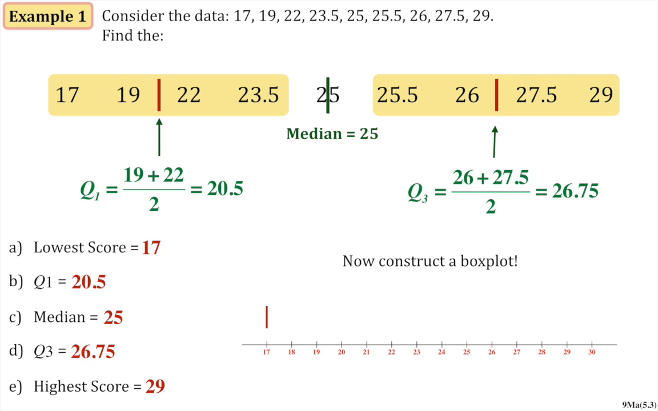Now I'm going to put a vertical line at 17. I'm going to put a vertical line at all of these positions. So a vertical line at 20.5, a vertical line at 25, a vertical line at 26.75, where I think it is, and one at 29. I then put my first whisker, create my box, and then my second whisker, and there is my box plot or my box and whisker diagram.